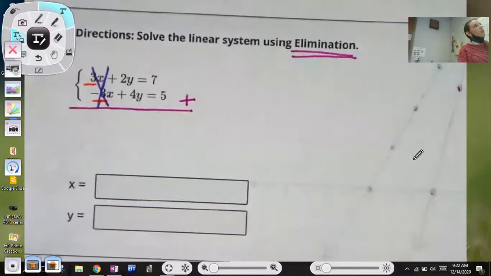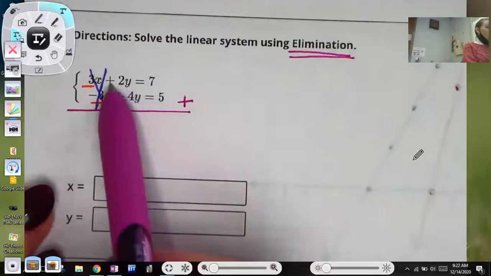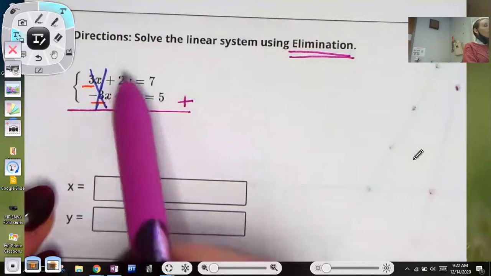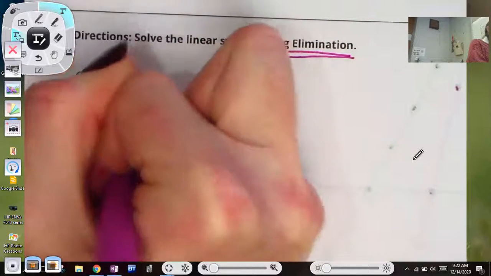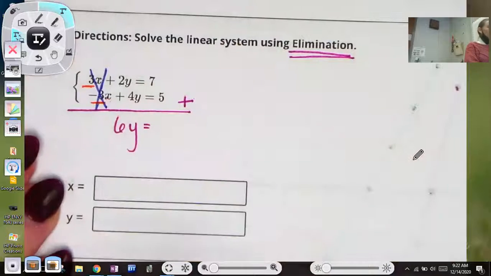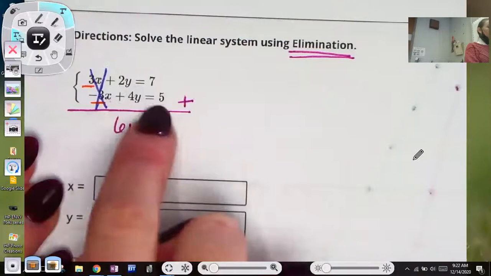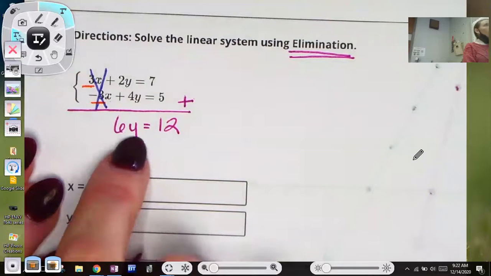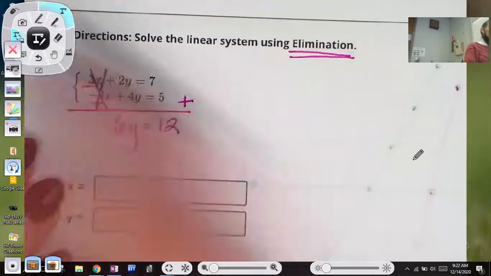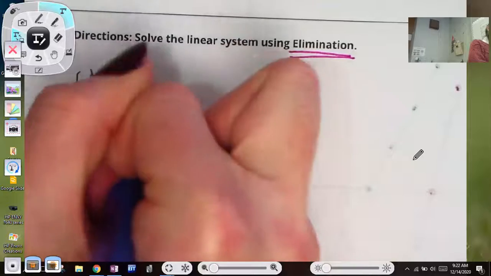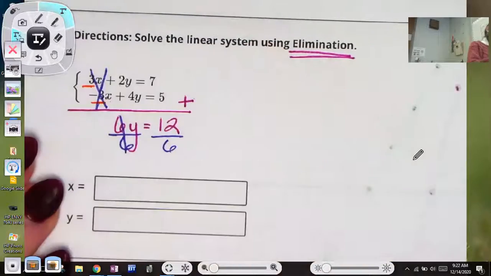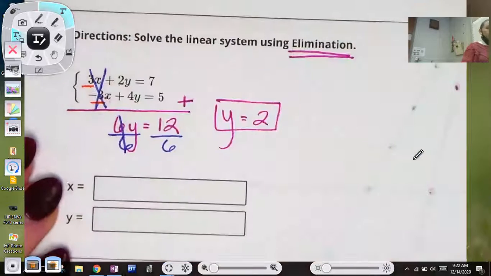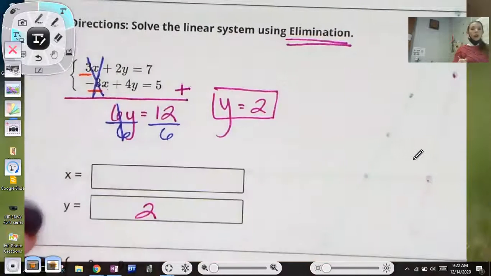Now we're ready to solve for the rest of the problem. We have a positive 2 plus a positive 4, that gives us 6y. We have a positive 7 plus a positive 5, that's 12. Now I just have to solve for y. How do I get rid of this 6? Divide by 6. Those cancel each other out, and y equals 2.